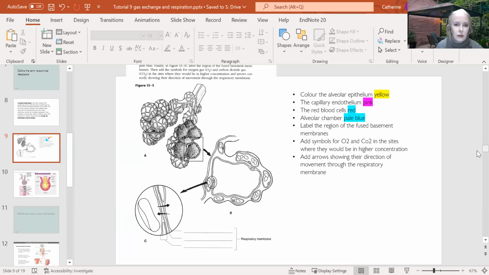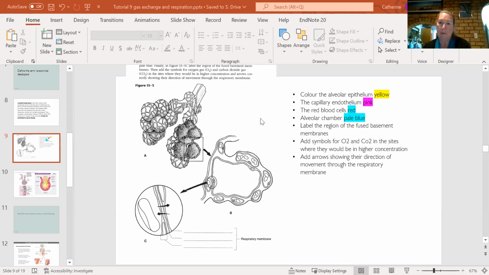Okay, where are our red blood cells? Where do you think they are? C. Yep, they're absolutely down there. The alveolar chamber, well, oh, I just realized that I've highlighted the word red in pale blue. It's challenging.